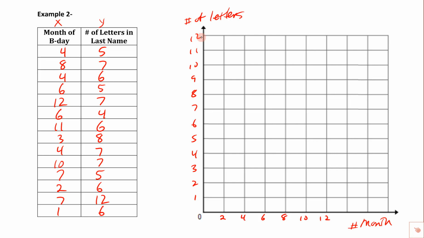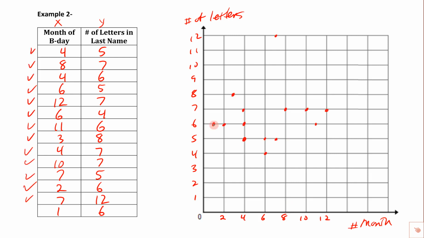So I'm going to go ahead and plot a couple of these, and then we'll come back as soon as we're done. So the first one is 4-5, so 4th month, 5 letters in their last name. 8th month, 7 letters in their last name. And I'm just going to keep going like this, so go ahead and finish it on your own. We'll be back in just a second.